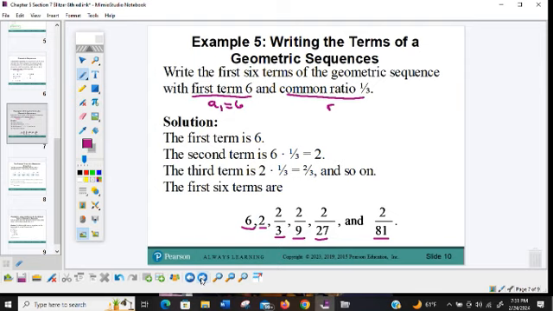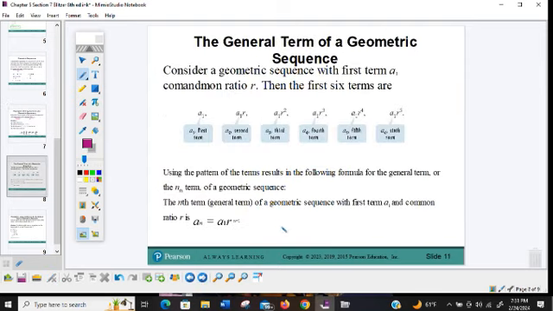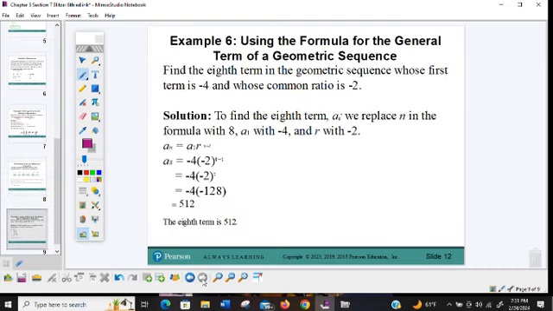And just like with arithmetic, we may want to find the 100th term or the 200th term and not multiply it out. There's a formula for that. A sub n, the number you want to go to, equals a sub 1, first term, times R, what you're multiplying by, to the n minus 1. So let's try one of those. It says find the 8th term.